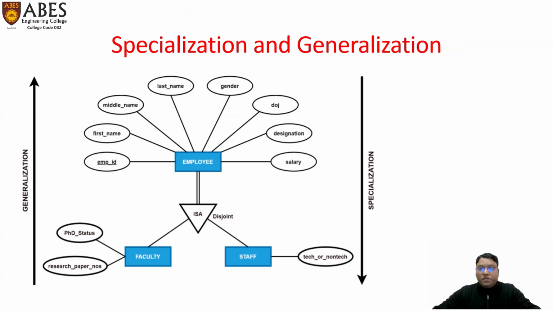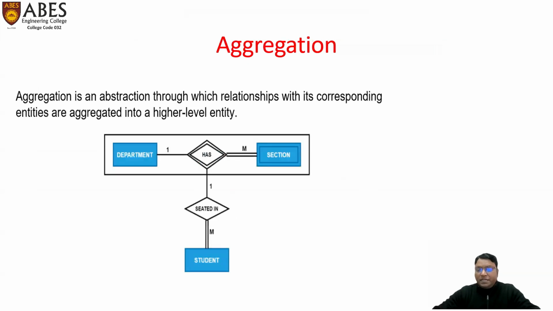If we move downwards, then we can say that employee is basically a faculty or staff. It is considered the specialization of employee. But faculty or staff is an employee. It is the general category, the general characteristics of the faculty or staff. This is the generalization and specialization.